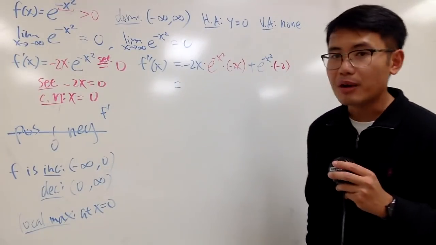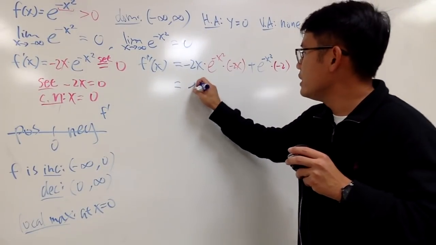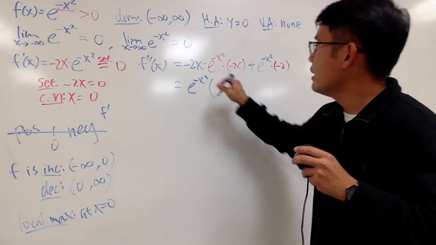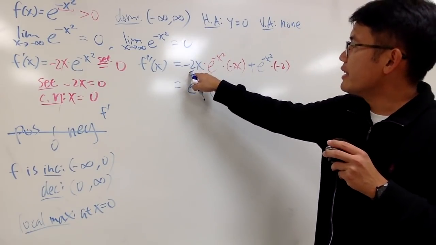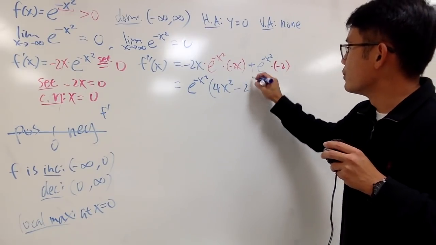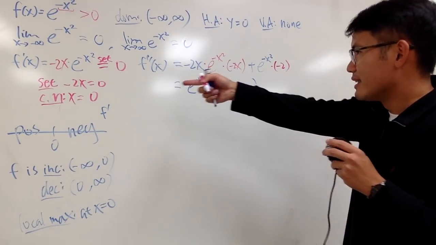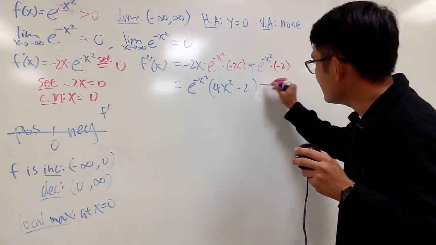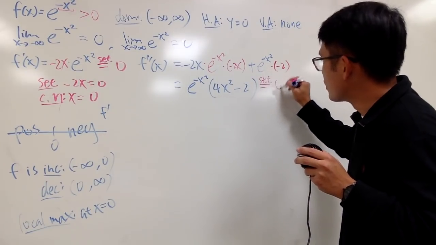And let's factor things out. Both of them have e to the negative x squared, and for the first term, you see negative 2x times negative 2x is positive 4x squared, and then this is minus 2, like this. And just like the first derivative, we are going to set the second derivative equal to 0.